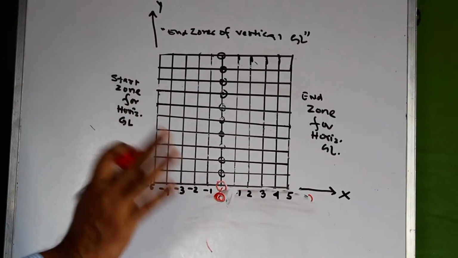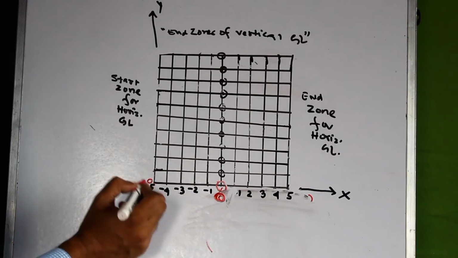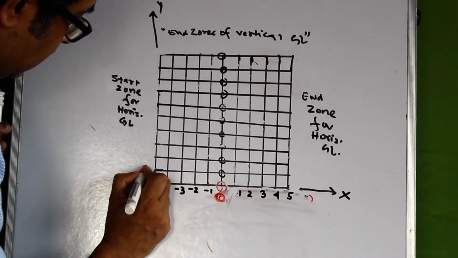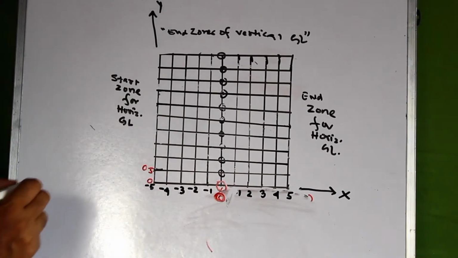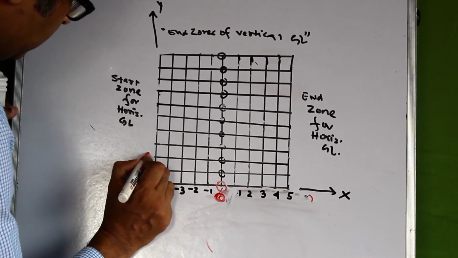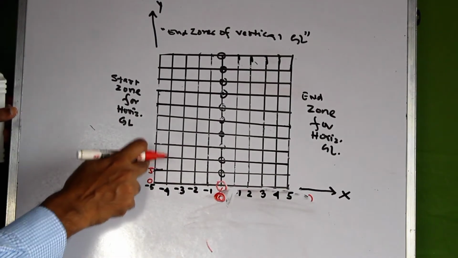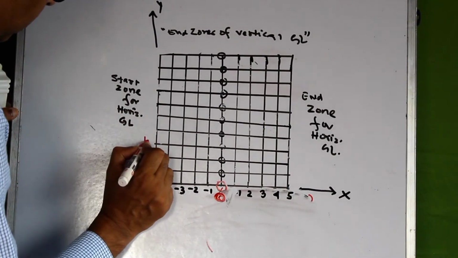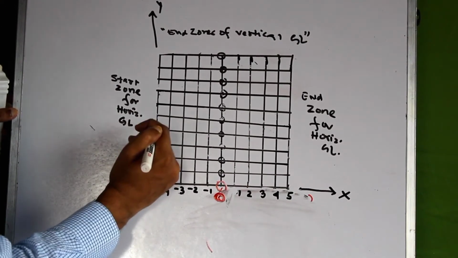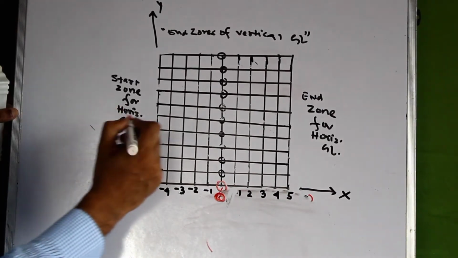But in this case, we won't have them. This point is 0, and remember what was the spacing? 0.5 meters. So the y coordinate of this point is 0.5. All the dimensions are in meters, okay? This one would be 1, because 0.5 plus 0.5 would be 1. This point would be 1.5, right? So 0.5 plus 0.5 plus 0.5, 1.5.